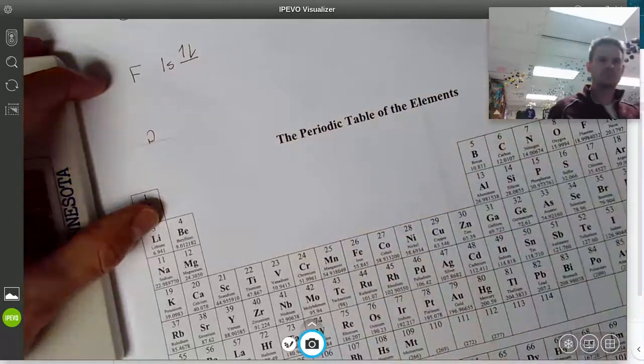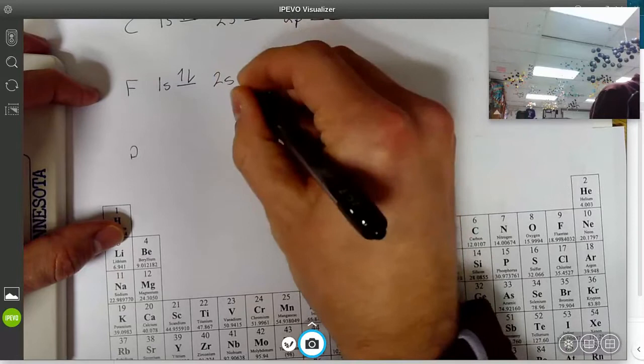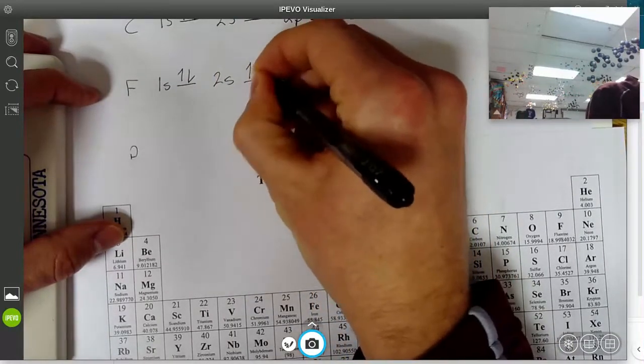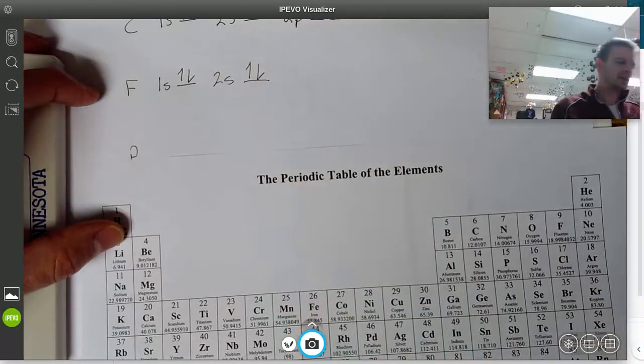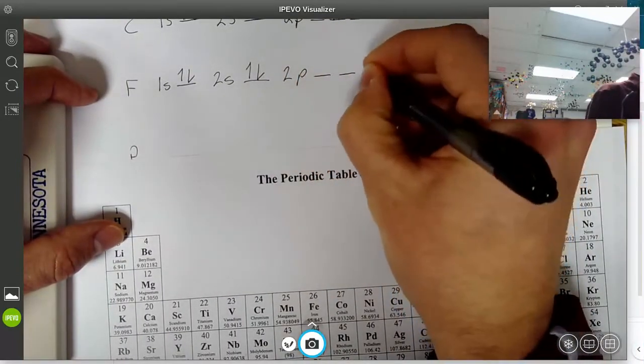Good. I'm helium right now. And then I'm going to go 2s. 1 orbital, 2 electrons because I'm building up. And then I'm going to go to 2p, 3 orbitals, right?